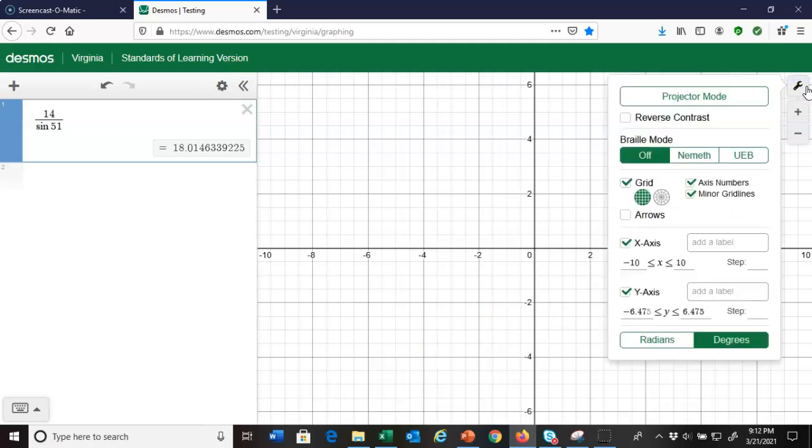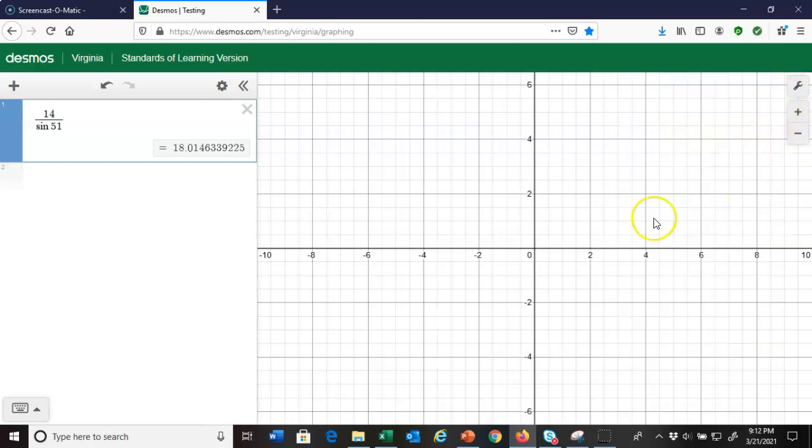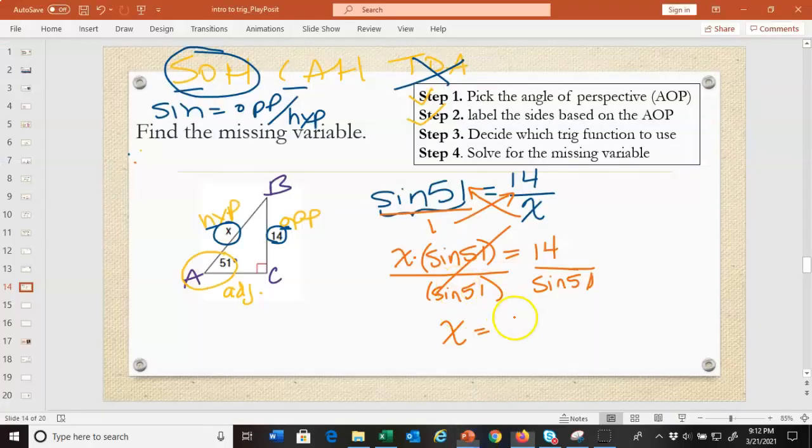This is the Desmos calculator, so that's good. The Desmos calculator is always in degree mode, which is what we want, right? Because our triangle had degrees in it. It had 51 degrees. But you won't have to worry about that. As long as you're using the Desmos calculator, it's always in degree mode for you guys. So it's just 18.01. That's the answer.